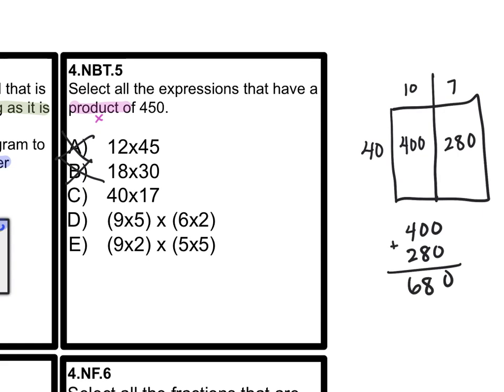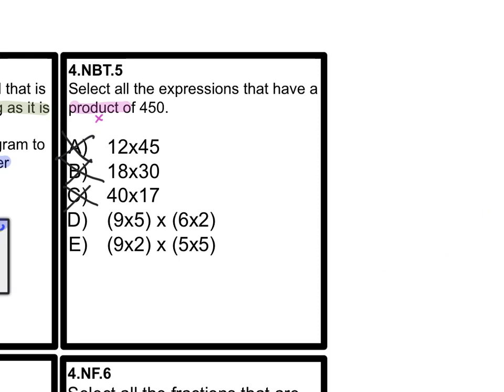And I get 680, which is still not our 450. Oh boy, they're making us work for this one. Okay, the next two problems, while not complicated, they just added an extra step. So what you have to do with these next two problems is you have to multiply this number and then multiply this number and then multiply those numbers together.